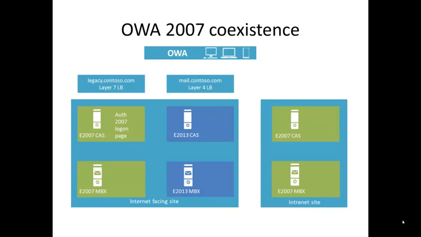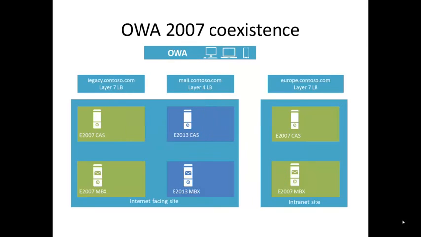If we have another Active Directory site, which is not internet facing, it will be even more challenging. We go to the 2013 CAS, we are redirected to the 2007 CAS, and then we are proxied to the Exchange 2007 Client Access server in the other location. In this case, the request will be proxied from one 2007 server to another 2007 server, and then the data is retrieved from this mailbox server.